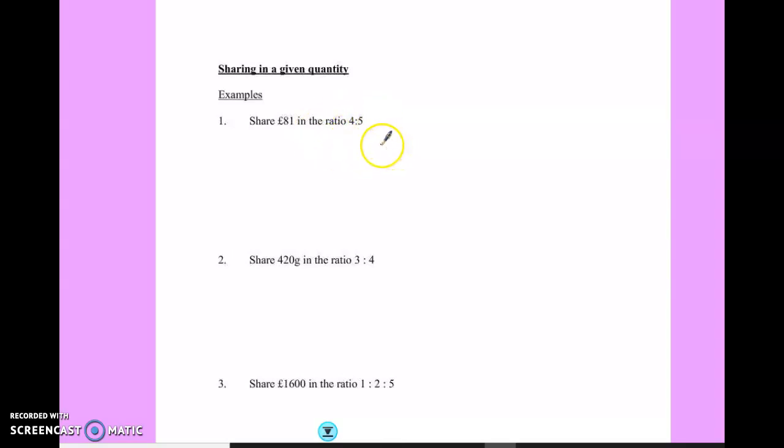To work this out, what we need to know is the total. The total that we're splitting this into. So the total of 4 add 5 is 9. So I've got £81. I'm sharing it into 9 equal parts. So I need to do 81 divided by 9, which is 9. So that is what one share is worth.